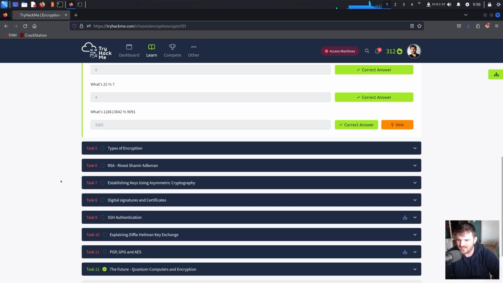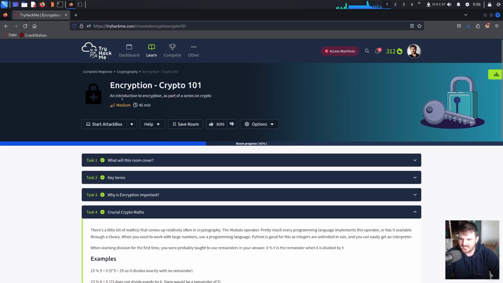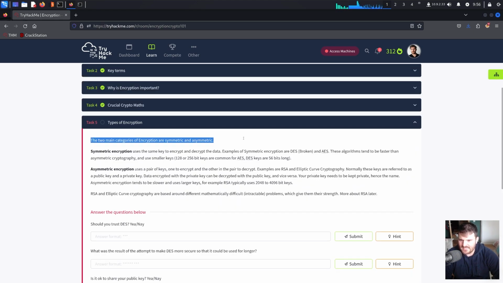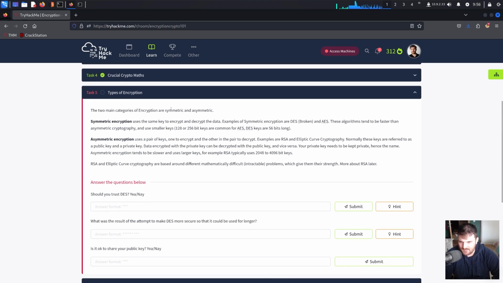Task number 5, types of encryption. This task is part of the Encryption Crypto 101 module, which is part of the complete beginner path on TryHackMe. The two main categories of encryption are symmetric and asymmetric. Symmetric encryption uses the same key to encrypt and decrypt data. Examples of symmetric encryption are DES, broken, and AES.